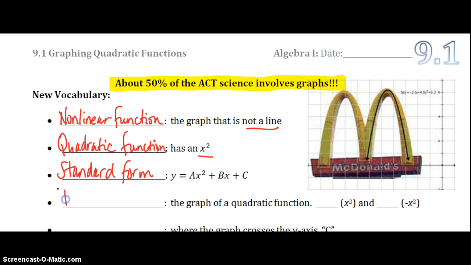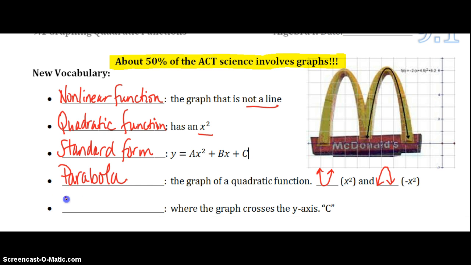All right, the shape of a quadratic is called a parabola. And our golden arches over here are showing us parabolas. That's the shape that a quadratic function will make. If your x squared is positive, then your parabola is going to open upward. If your x squared is negative, like the golden arches here, your parabola will open downward.